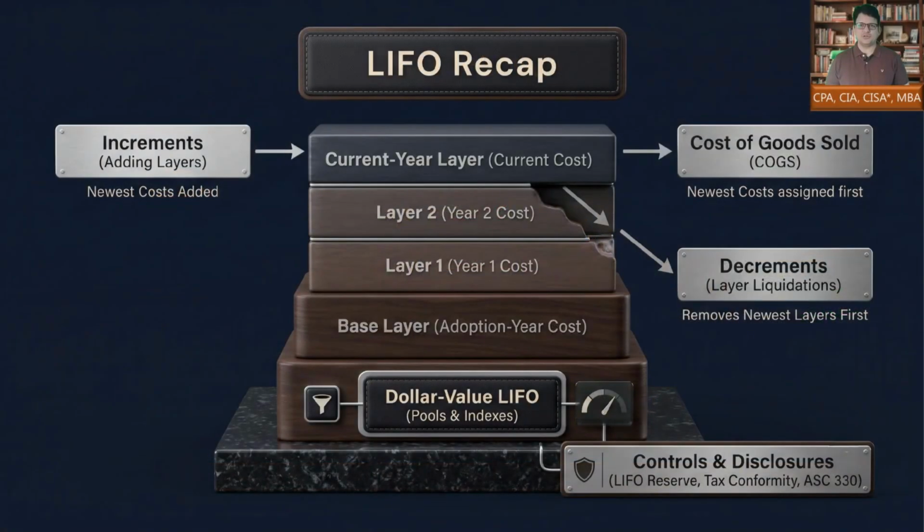Here are the 6 ideas to carry forward. First, LIFO assigns the newest cost to cost of goods sold first. Second, the adoption year inventory becomes the base layer. Third, increments add new layers at current year costs. Fourth, decrements remove the newest layers first and may create liquidation income. Fifth, pools and indexes support dollar value LIFO when item level tracking becomes impractical. Sixth, the LIFO reserve, tax conformity, and disclosures require formal controls at every reporting cycle.